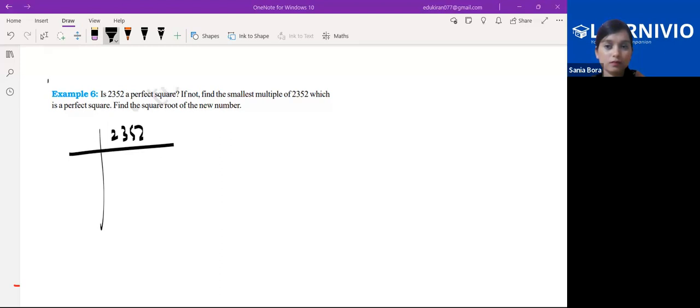Ma'am, it's not a perfect square. Okay. Everybody?